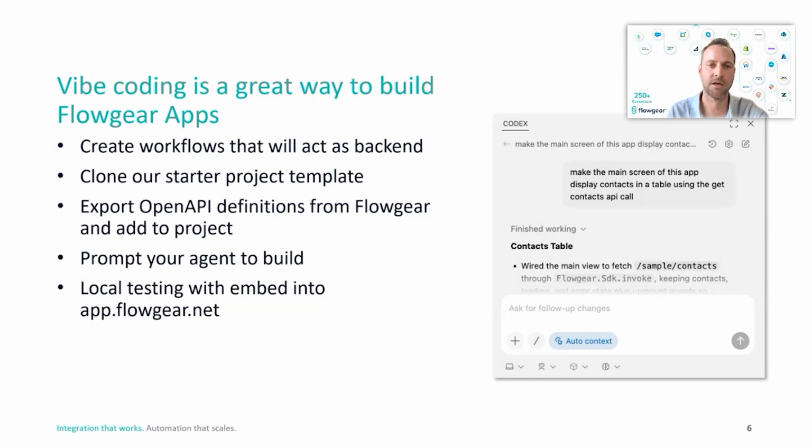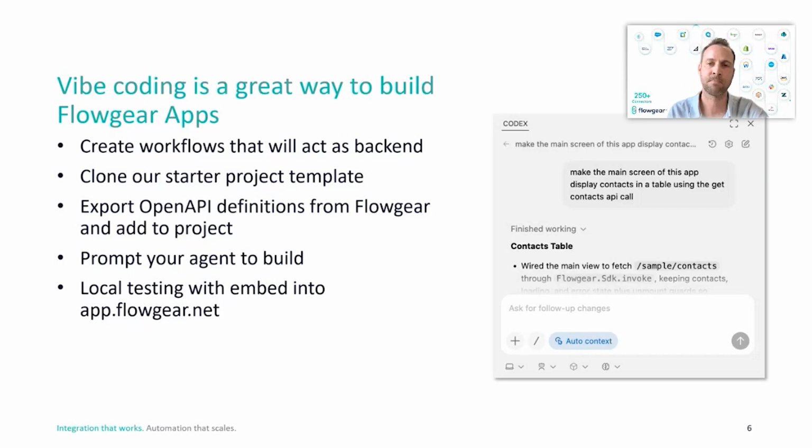As I mentioned earlier, the workflows in Flowgear are going to be the back end of your app. So you're going to start with that. You're going to build the workflows that are used to send and receive data to and from the app. Then you're going to clone our starter project. It's a public GitHub repository. So that's your starting point.